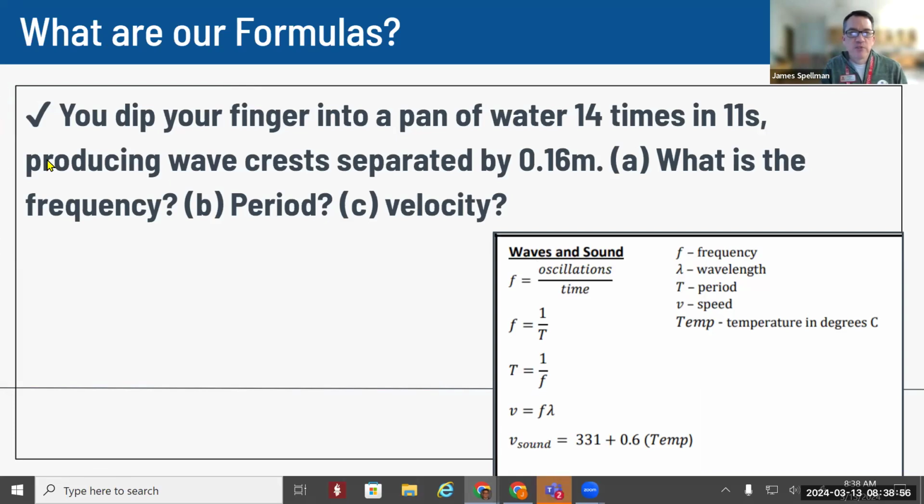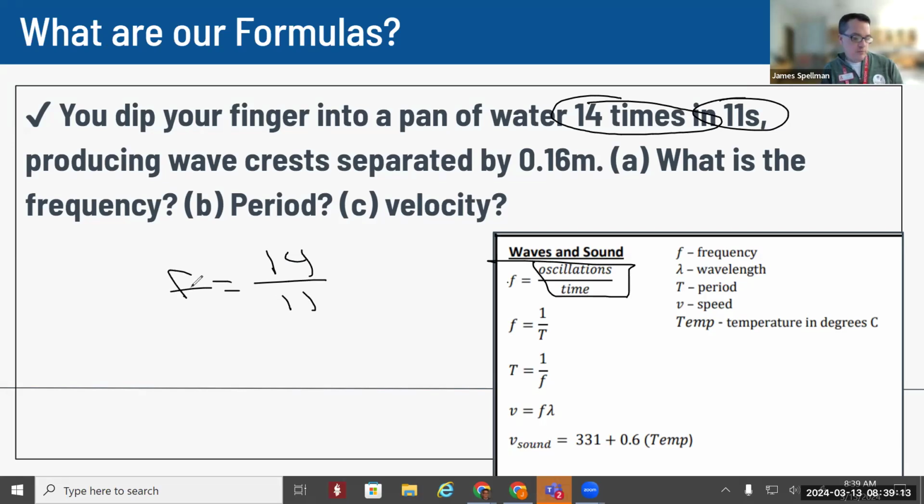So what all do we have here? I've got 14 times in 11 seconds. That's basically our oscillations and this is our time. So from oscillations and time, we should be able to get the frequency. So 14 divided by 11 is going to give us our frequency. That tells us it's going to be 1.27 hertz, which is, again, 1.27 times per second. So there's our frequency. Our period is 1 over the frequency. So T is 1 over 1.27. Again, this is going to tell me how much time there is between each wave.